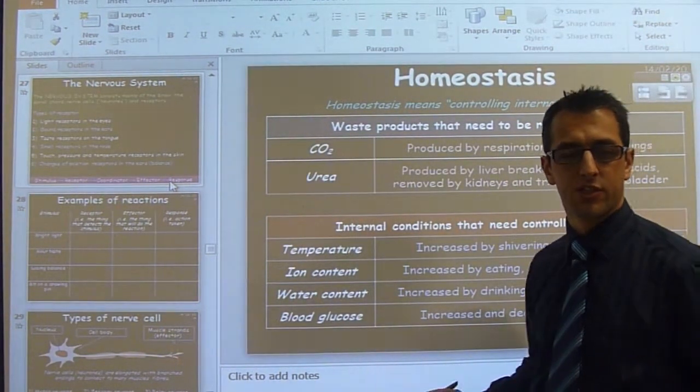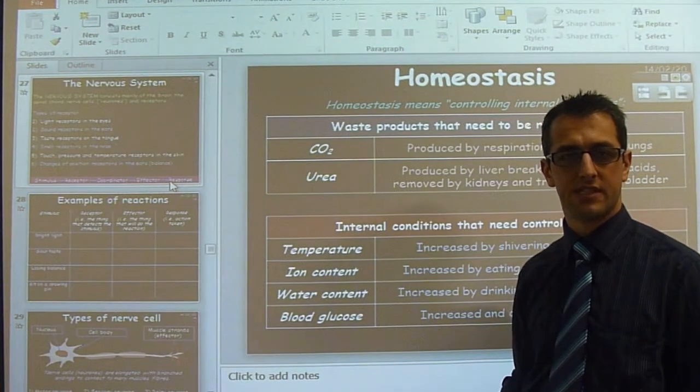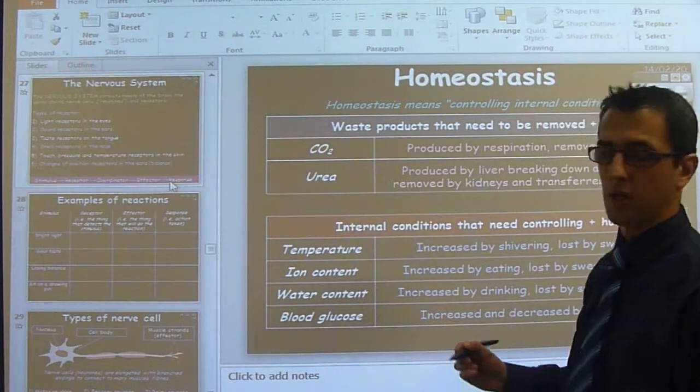This is the International AQA Certificate GCSE, and today we're looking at homeostasis.